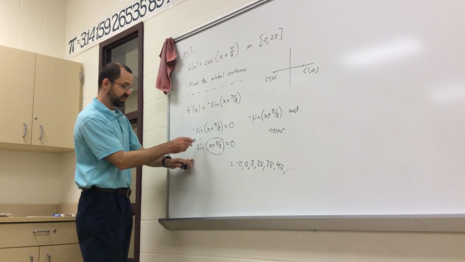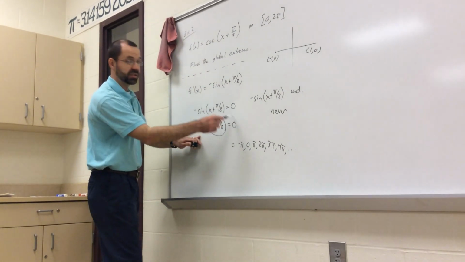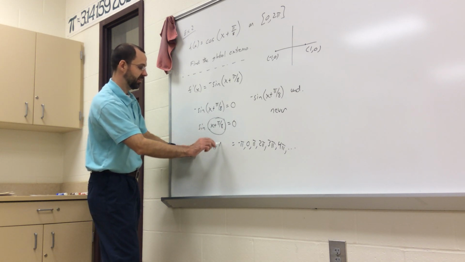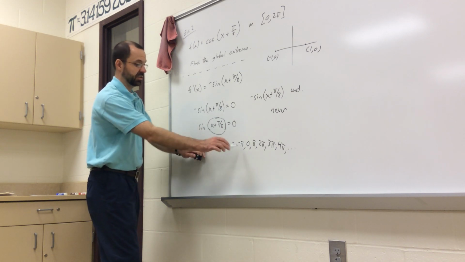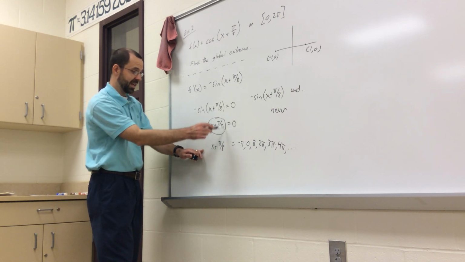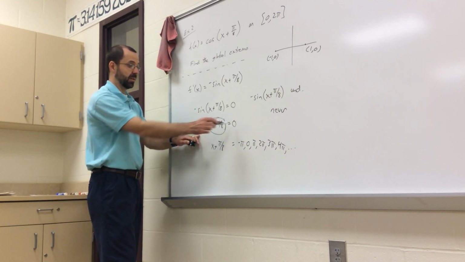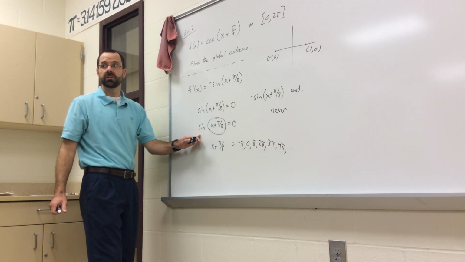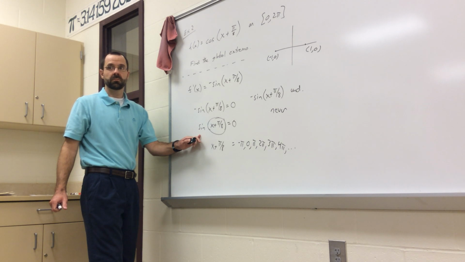Because the sine of this number is 0. So that means if x plus pi over 8 is negative pi, then, because if this whole mess is negative pi, then it would come out to 0. Not if the x is negative pi. This is the hardest thing today so far. Is everybody okay with this?